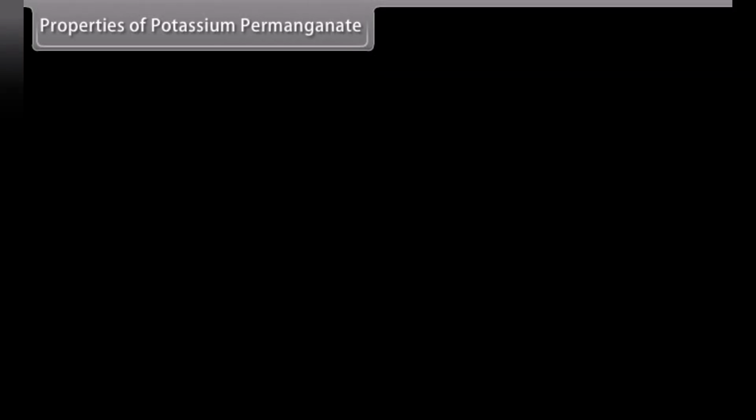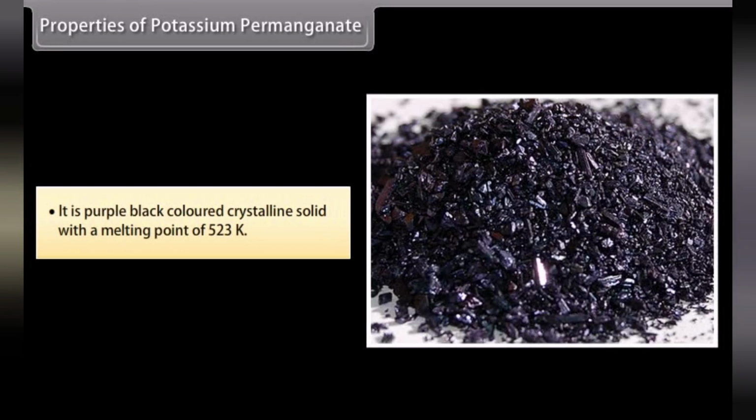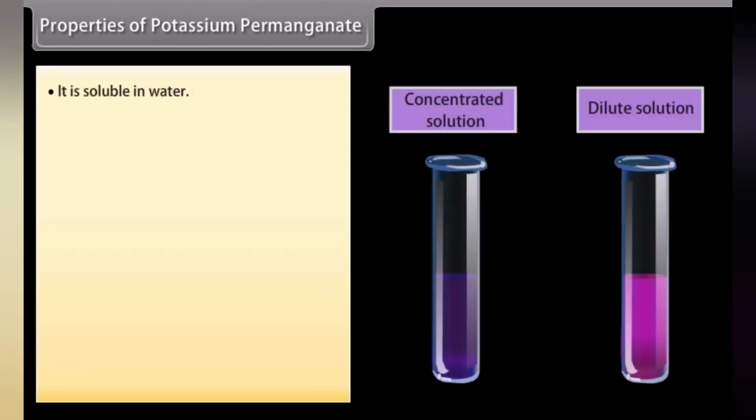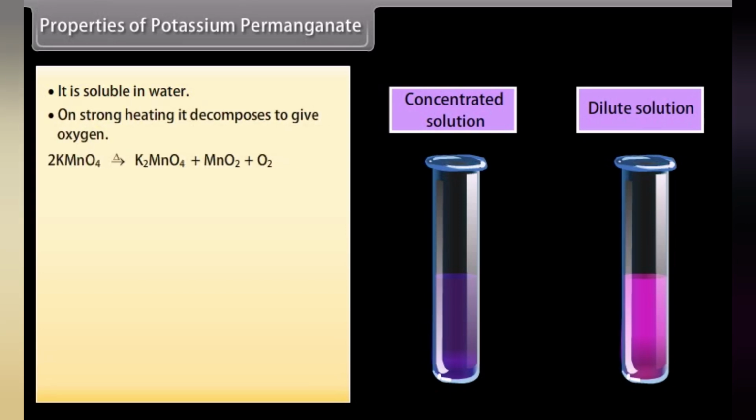Properties of potassium permanganate. Potassium permanganate is purple-black colored crystalline solid with a melting point of 523 Kelvin. It is soluble in water. Its aqueous solution has purple color if concentrated, but if the solution is dilute, it has pink color. On strong heating, it decomposes to give oxygen.